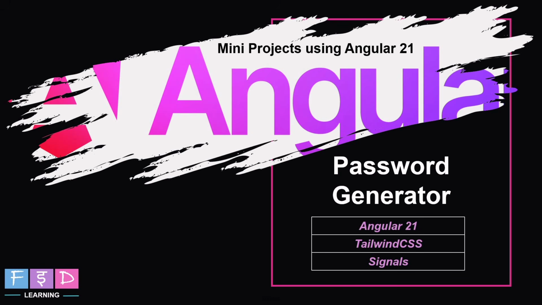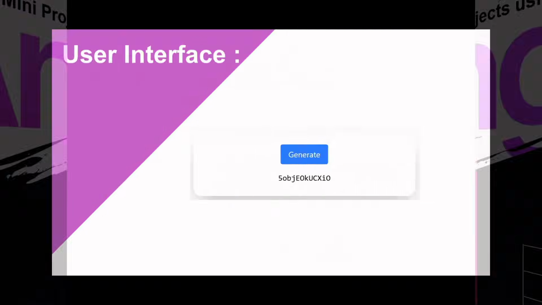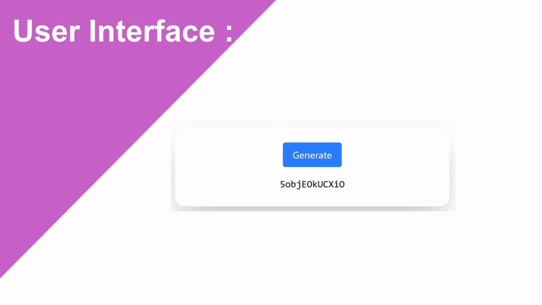So far we have seen two signal based mini projects in Angular 21, the stopwatch and the quiz application. Now next, we will build a simple password generator app and understand every line of code in a clear and easy way. And this is the simple UI for the password generator.